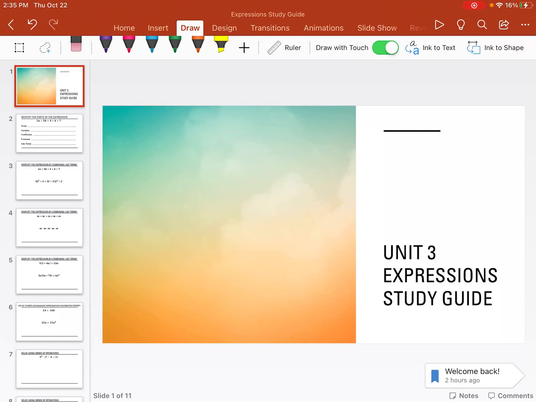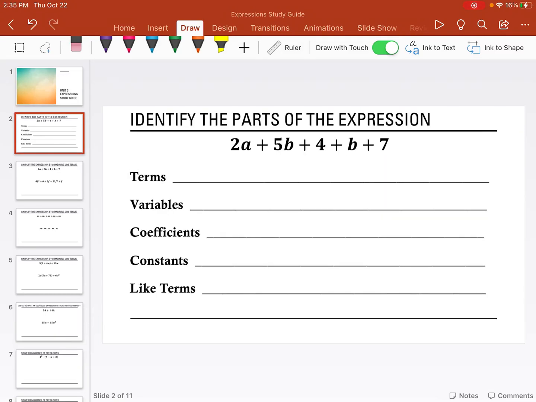Okay, we're going to go through the Unit 3 Expressions Study Guide. So starting off with identifying parts of an expression. First of all, I like to just box up my terms, right? Train it up, choo, choo. Now I just broke it up into terms, which is awesome because the first question is terms. Each of those boxes is a term. So I'm just going to separate them by commas: 2a, 5b, 4, b, 7.